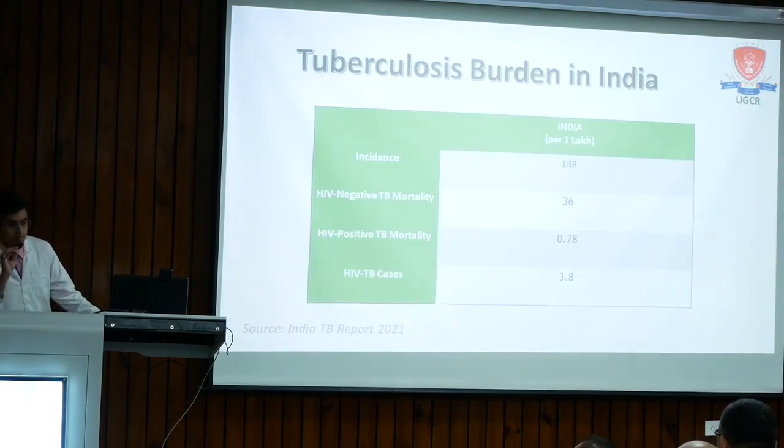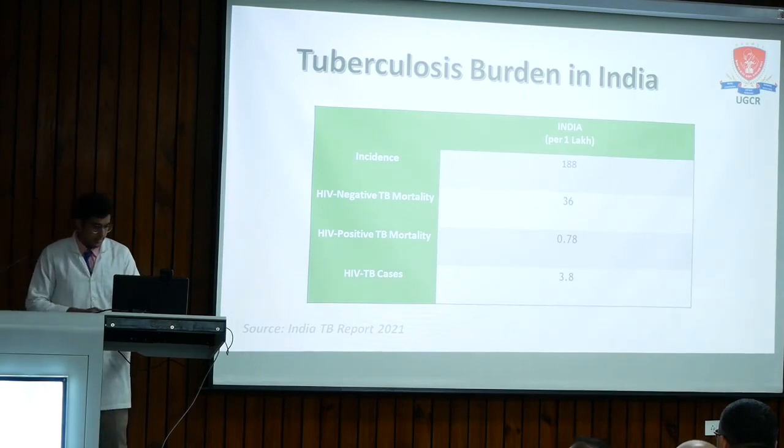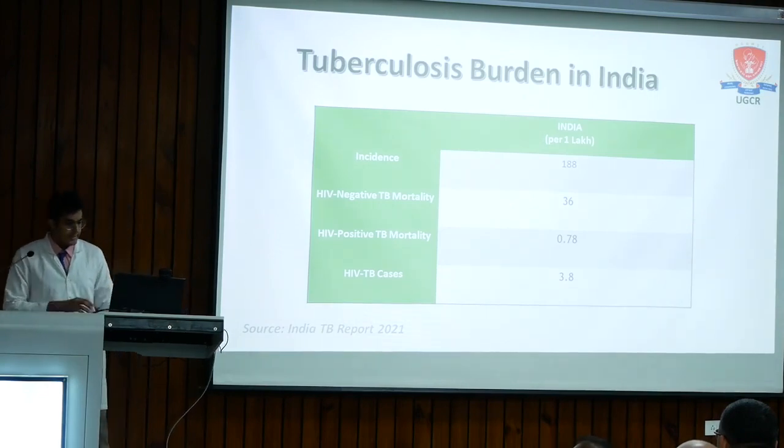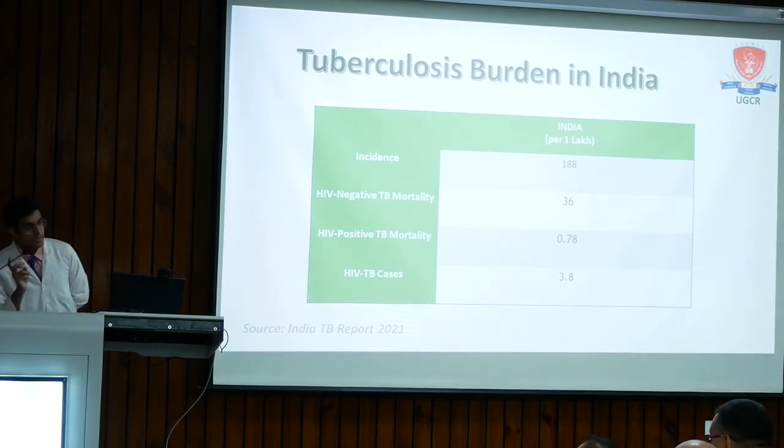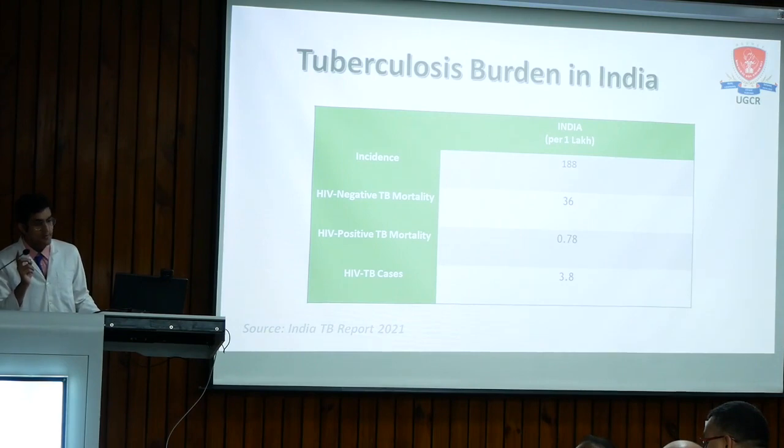Taking a look at the tuberculosis burden in India, the incidence is 188 cases per 1 lakh, and the HIV negative TB mortality is 36 cases per 1 lakh individuals. Looking at the HIV positive TB mortality, it is 0.78 cases, and the total number of HIV TB cases per 1 lakh individuals is 3.8.